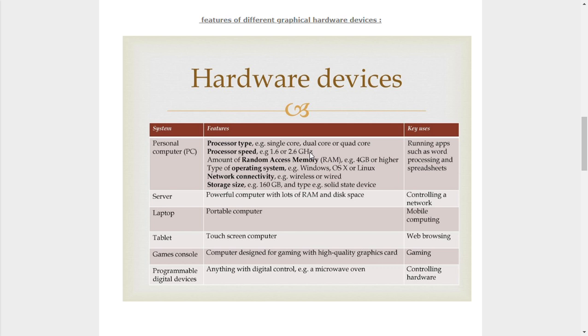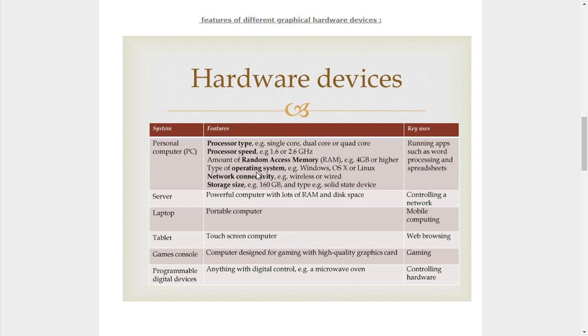So the next point is the amount of random access memory. The random access memory is basically RAM, which I've explained in my previous video. Like I've said, there can never be enough RAM in any computer. So RAM can be 4 GB or higher. The bigger the RAM is, the better.